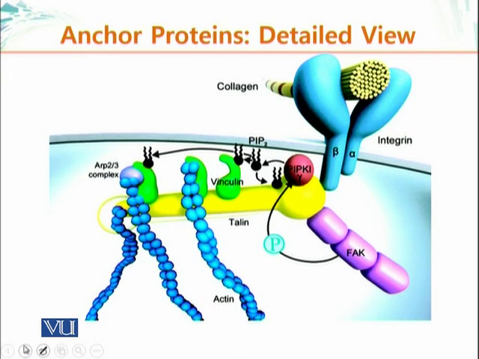Here you can see that there are two subunits of integrin, the beta subunit and the alpha subunit. In this case, the binding is shown to a collagen fiber. We have said earlier that while the alpha subunit of integrins seems to be more responsible for extracellular ligand binding, the beta subunit is more involved in interacting with the regulatory proteins inside the cell.